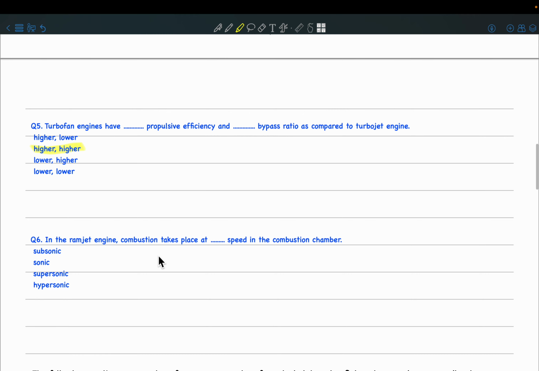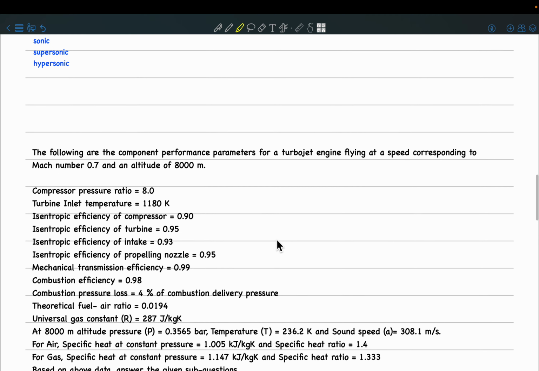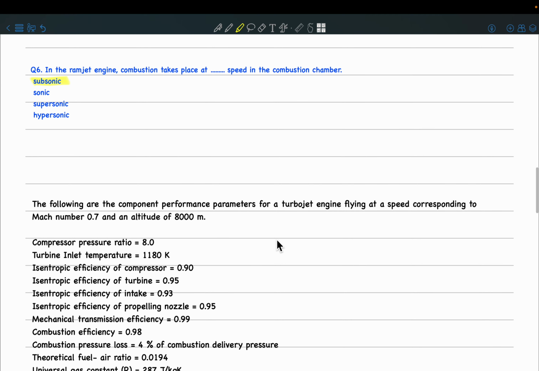Yeah. Okay. In the ramjet engine, combustion takes place at subsonic or supersonic speed? What is it? No. So see, yeah, subsonic. So subsonic combustion happens in ramjet, and in scramjet, combustion happens at supersonic speeds. Okay. Yeah. So be very careful, while these questions are pretty simple.